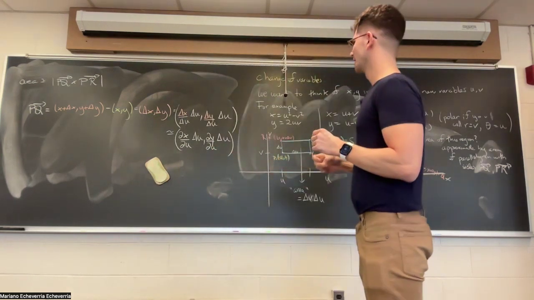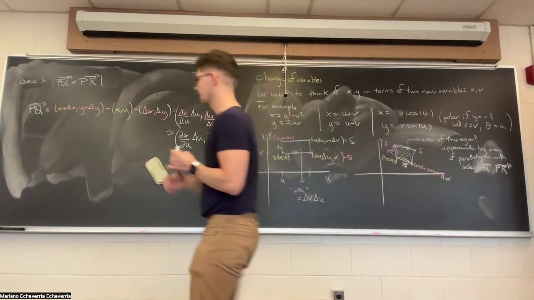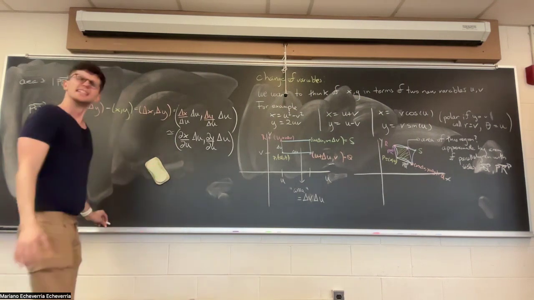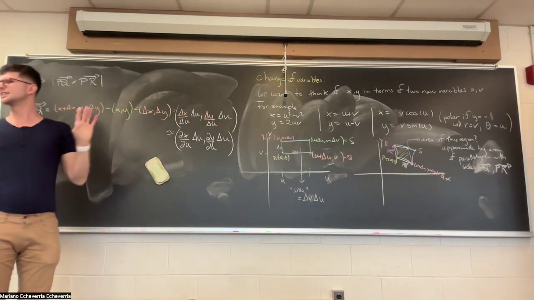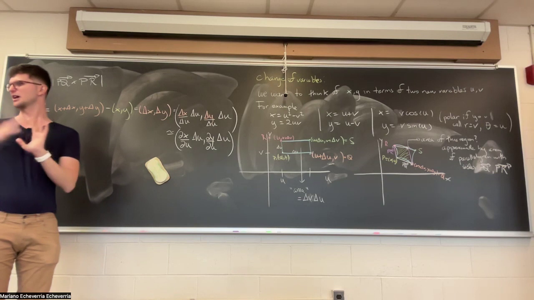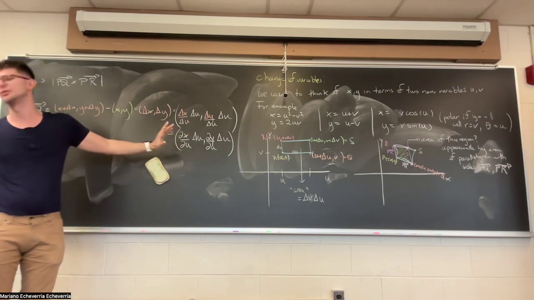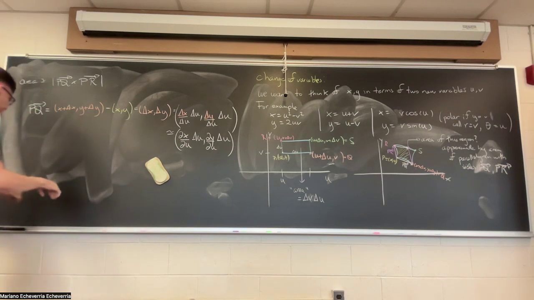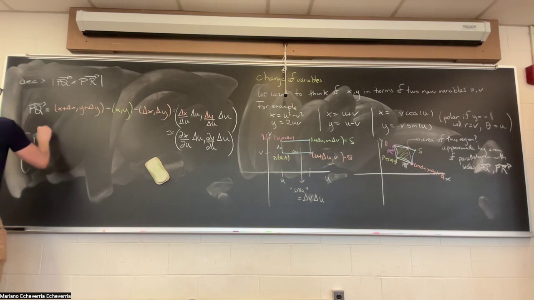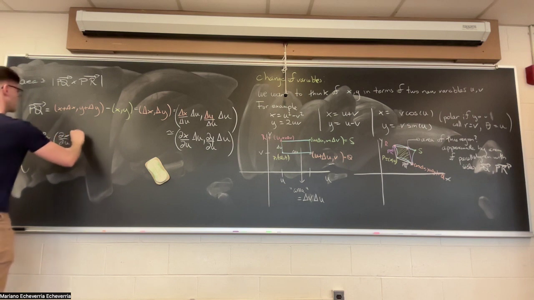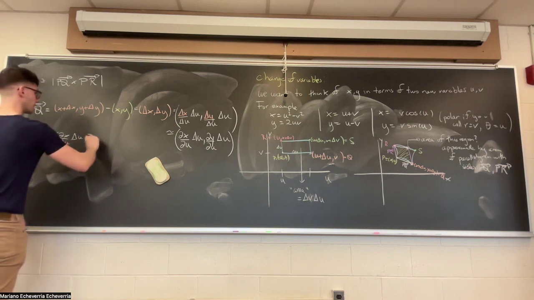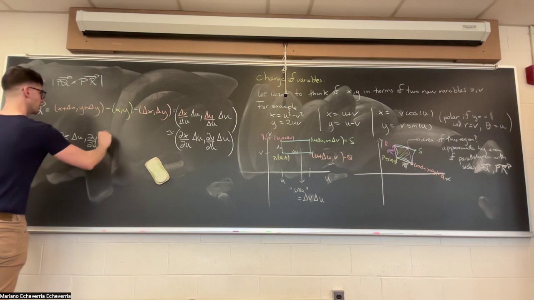So this vector is roughly determined by these partial derivatives with respect to u. Let me write this down. PQ I'll take to be the derivative of x with respect to u times delta u, the derivative of y with respect to u times delta u.